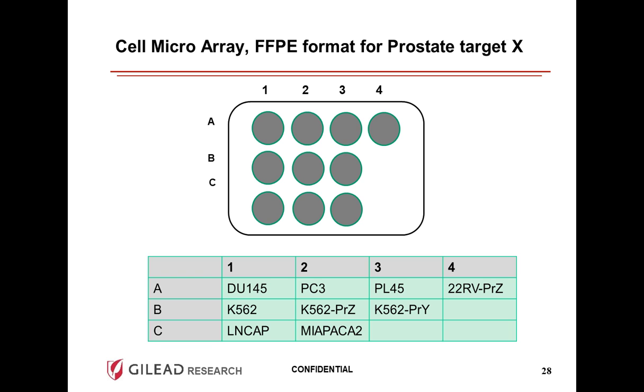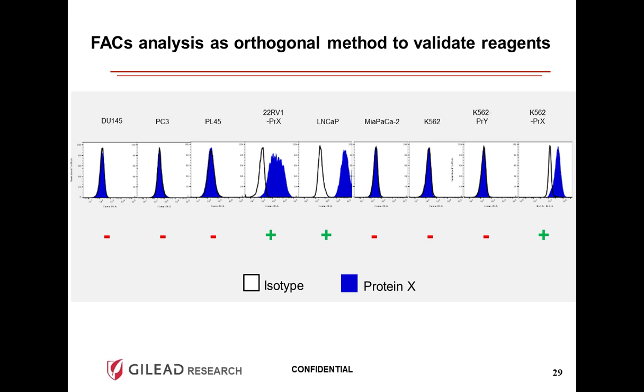The way we go about it, and this was for a prostate target, we'll call it prostate target X, is we make a cell microarray. We call them CMAs, not really TMAs. They're not tissues, so we call them CMAs, cell microarrays. Here we have an example of 10 different cell types. They range from negative expression for prostate target X to medium expression, or high.